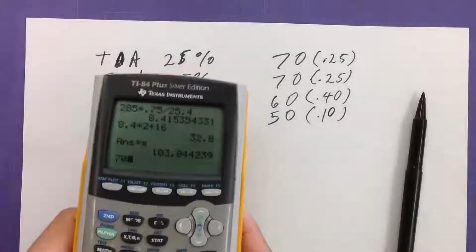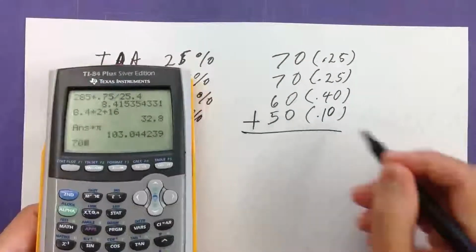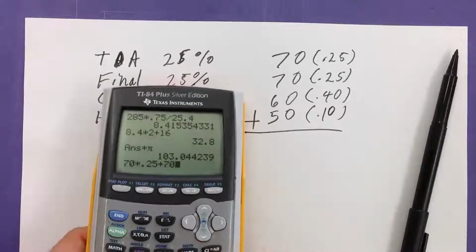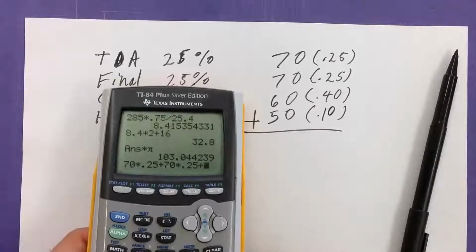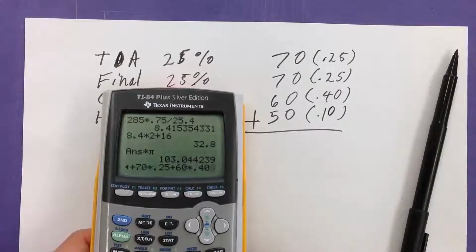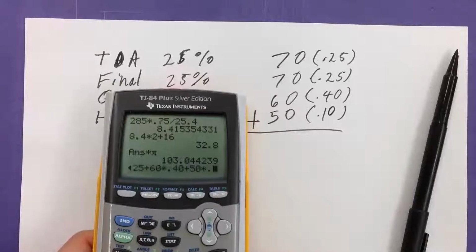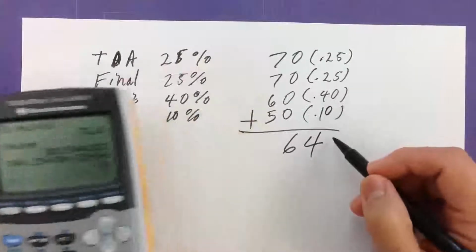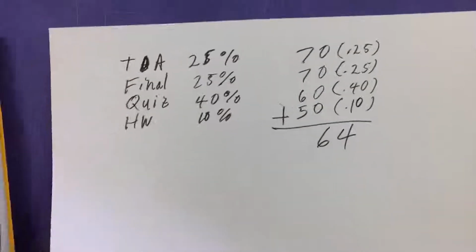Okay, so 70, and then you add everything. So 70 times 0.25 plus 70 times 0.25 plus 60 times 0.40 plus 50 times 0.10, which is 5 points. And this student has a grand total of 64. So he's going to get a 64 on his 9 weeks grade. Mom's going to be really nice and mad about it, and will probably, I don't know. I don't know what parents do nowadays.